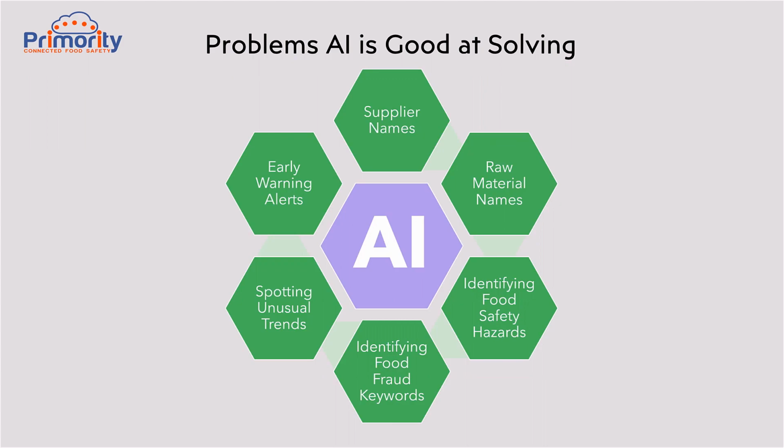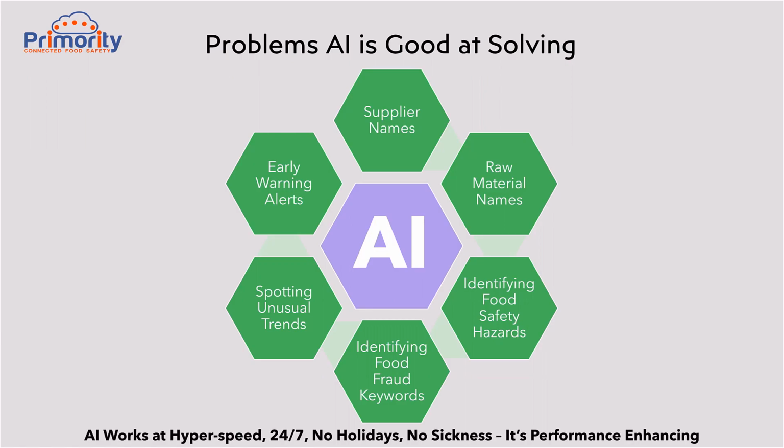Everyone would love to be able to predict the future to reduce their risk, but it's a kind of holy grail question right now, and I don't think anyone's really there with it just yet, but I think it will come. The big benefit of AI is that it works at hyper speed, 24/7, no holidays, no sickness, and it's performance enhancing. But it doesn't replace people who are managing risk. For us anyway, it's about making suggestions about what else you might want to consider.